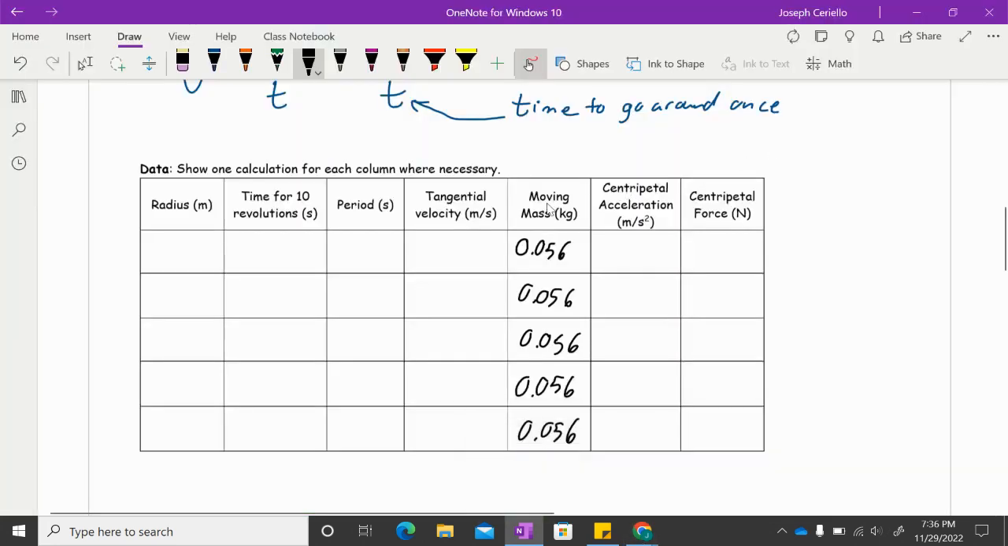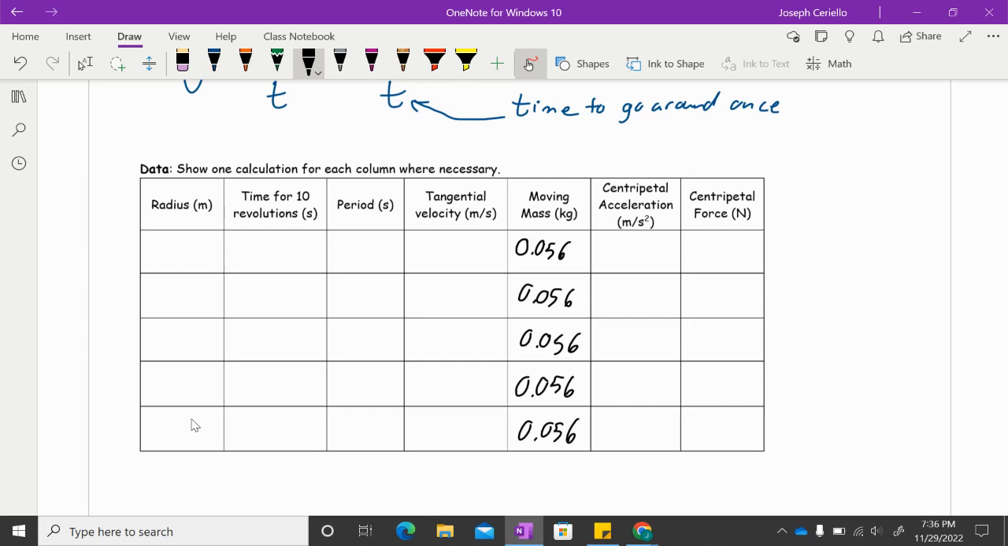So what am I going to do here? I am going to pick 1, 2, 3, 4, 5 different radii. I'm going to time how long it takes to go around 10 times. Divide that by 10 to get the period. Now, why am I timing how long it takes to go around 10 times? What you'll notice is that stopping this is really hard to do, to get an accurate stop, like to perfectly stop it after 10 revolutions. So by doing 10 revolutions and dividing, we minimize that effect.